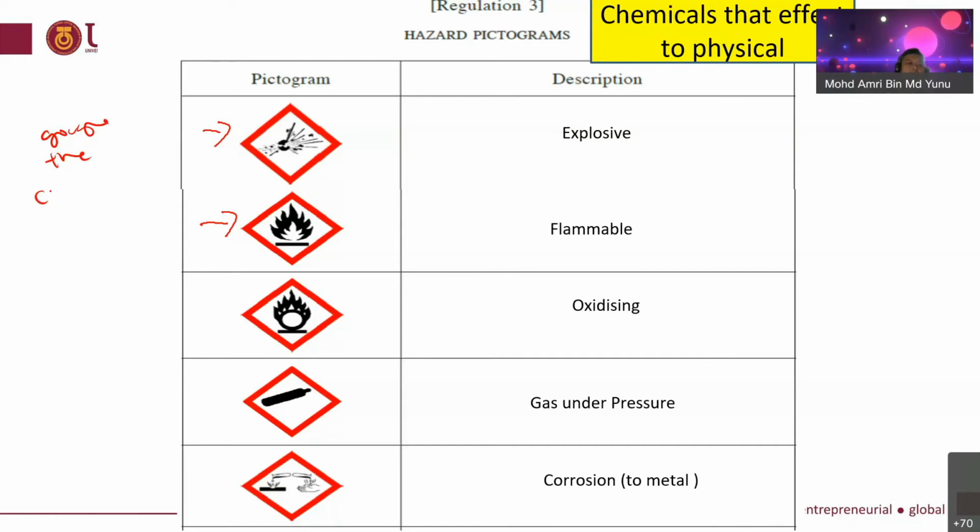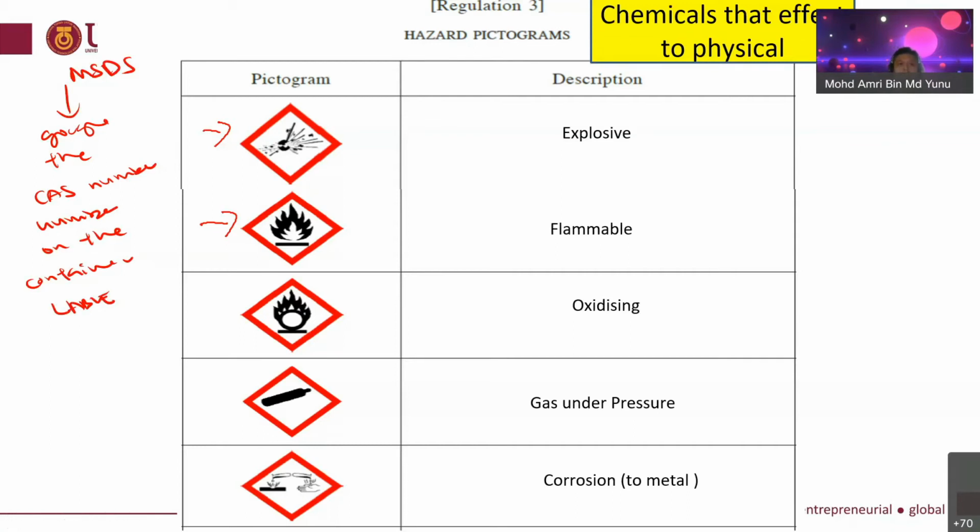Okay, Google the CAS number on the container label. That is how to get the MSDS, material safety data sheet.